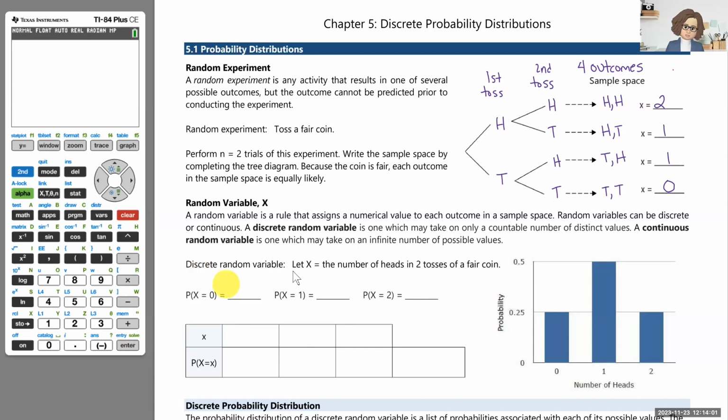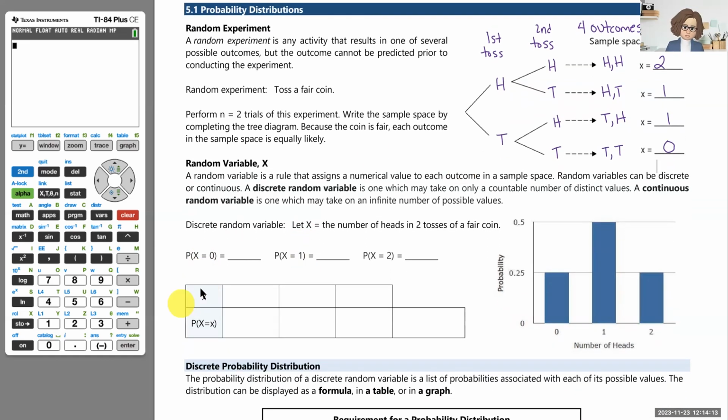We've defined the random variable. Our next step is to create what is called a probability distribution. Essentially, we're going to look at possible values of X, 0, 1, or 2, but now we're also going to include the probability that each of those values of X occurs. So X is the random variable. This is the probability of X being exactly 0 heads. 0 heads occurred once out of those 4 equally likely outcomes in our sample space.